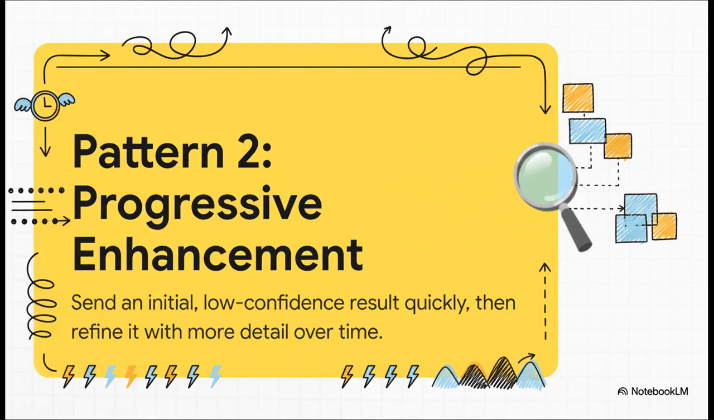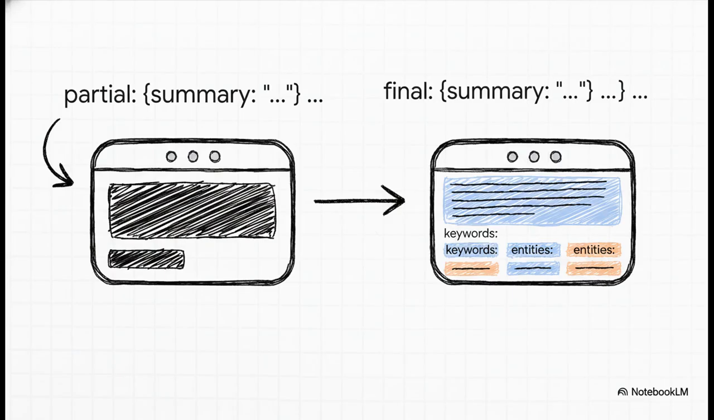Now our second pattern, progressive enhancement, this one is really clever. The idea is that the server sends a super fast initial answer. It might be incomplete, maybe a little rough around the edges, and then it follows up with more details, refining that answer over time. For instance, a partial response might land first with just a basic summary. A second later, the final response arrives, and it enhances that first summary with way more data, like entities and keywords. The answer literally gets better right in front of your eyes.